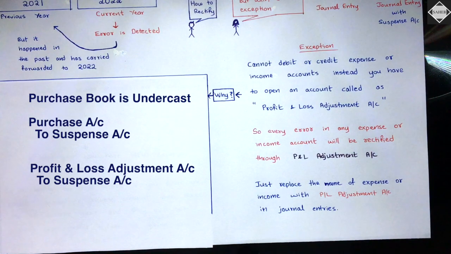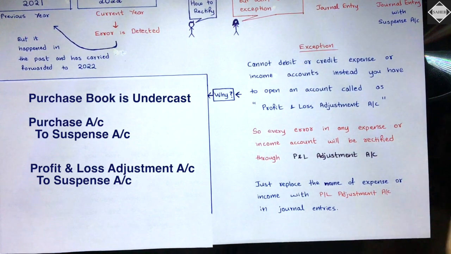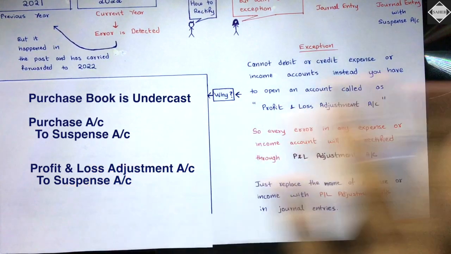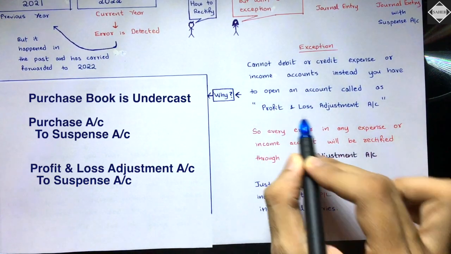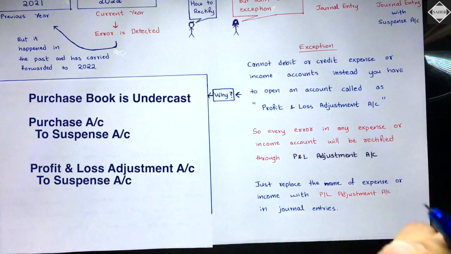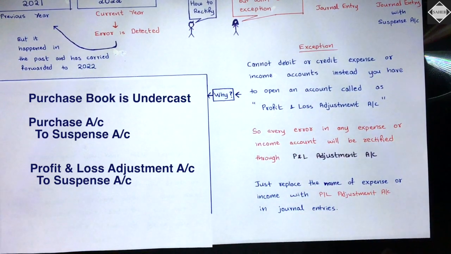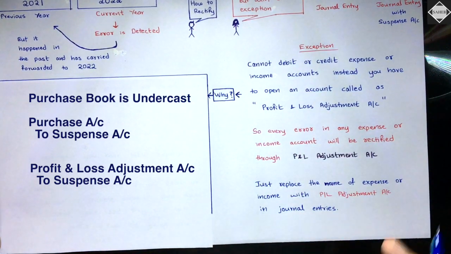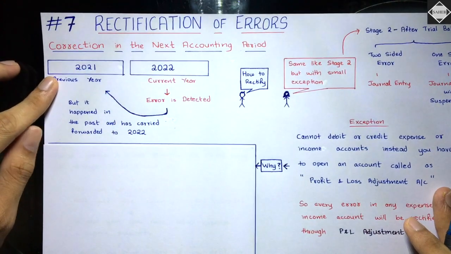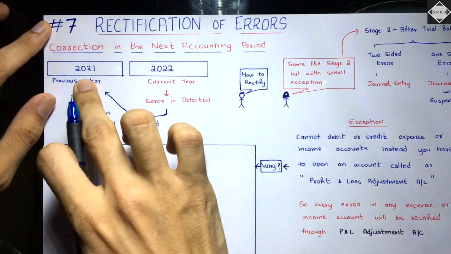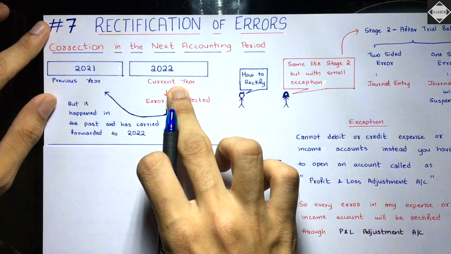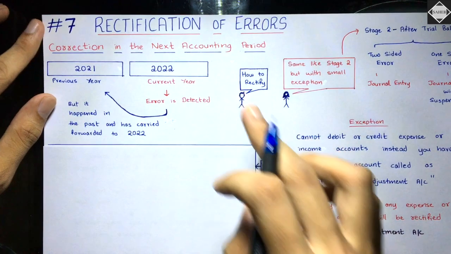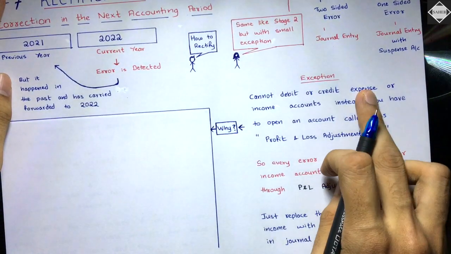Now you will wonder, what is the logic behind this? Okay, we understood. We will not debit or credit expense or income accounts. Fine. We will just use this profit and loss adjustment account. Fine, we get that. But what is the logic behind this? Why are we doing it this way? See, it's really simple. When did the error happen? The error happened in 2021, and you are rectifying it over here. Is that clear?